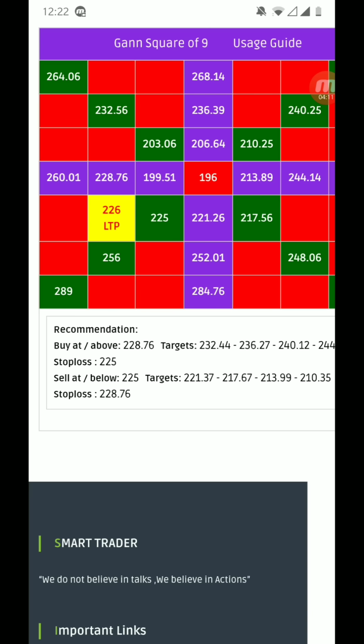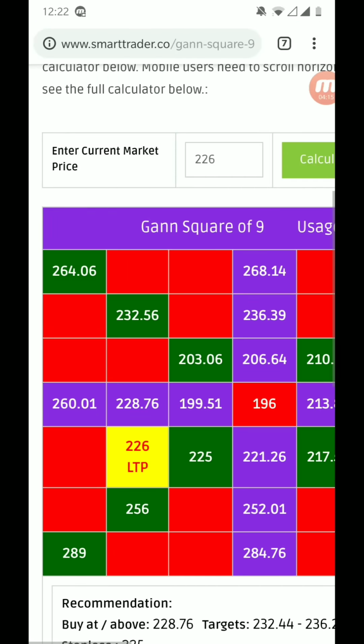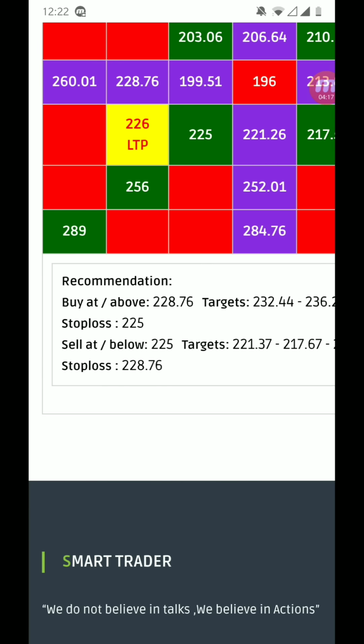So based on the stock movements, you can buy the stocks at whatever levels you're typing over here. Now the question is, will the target hit 232.44? Whenever I have tried, yes, there are chances, and out of 10 times, at least 4 to 5 times the targets are achieved consistently.